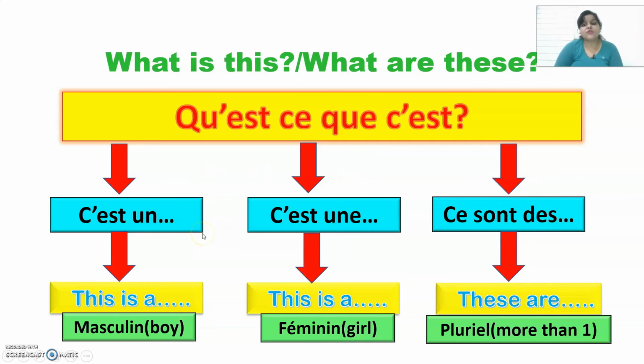Now how we will come to know which one to use where? That depends upon the gender of the noun. So if your noun is masculine, you would use Seta. If your noun is feminine, you will use Setyun. And if your noun is plural, you will use Sasode. Seta and Setyun mean this is a, and Sasode means these are. Let me show you an example, then it will be more clear.